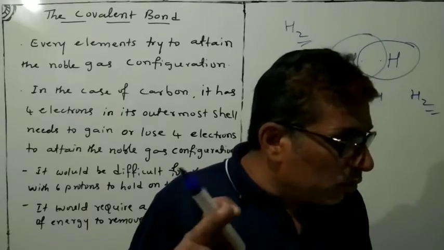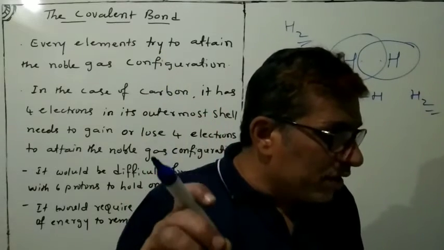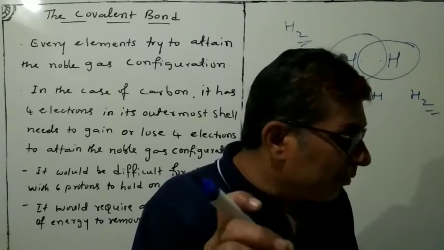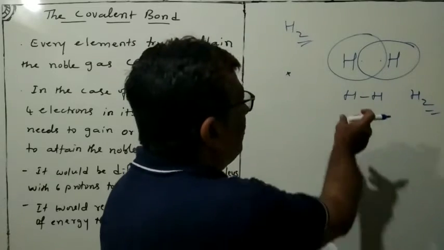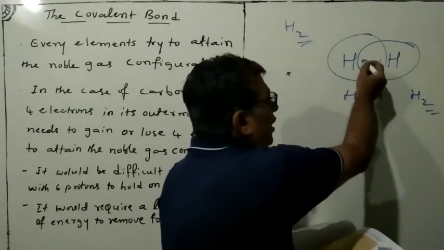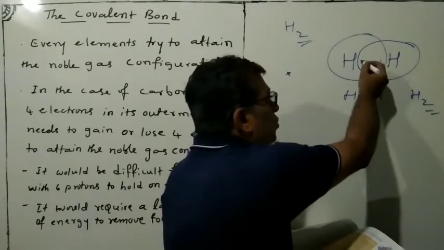For the covalent bond between the two hydrogen atoms, a single covalent bond is also represented by a line between the two atoms. Okay, so a line between two atoms, here also you can show.